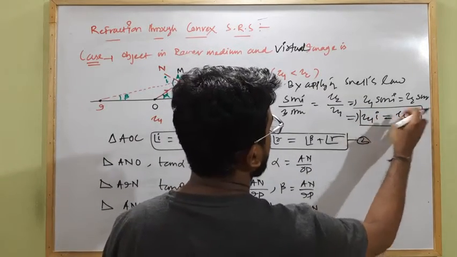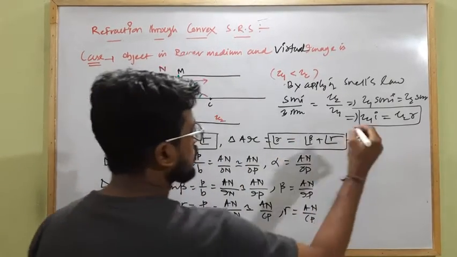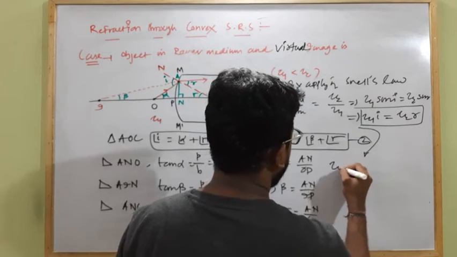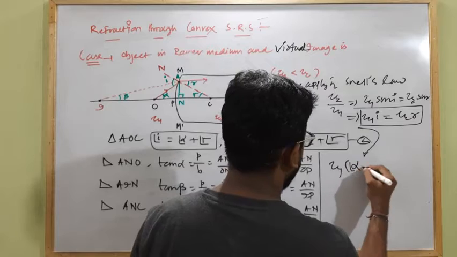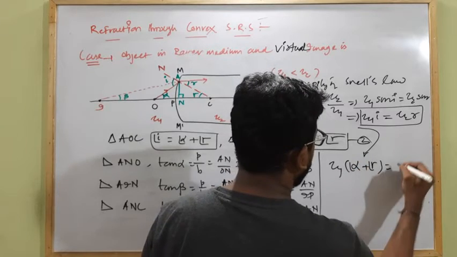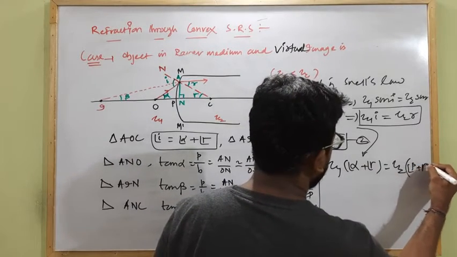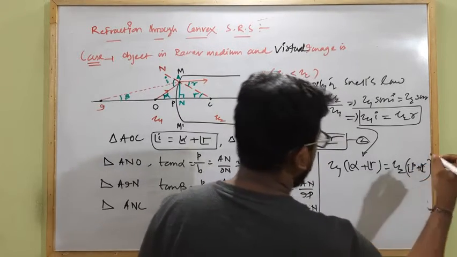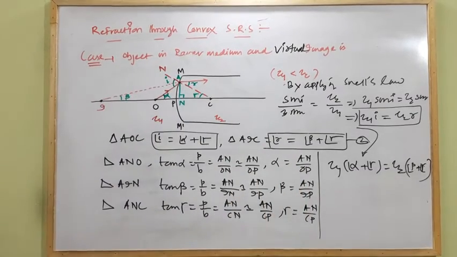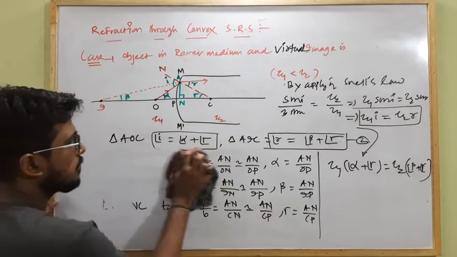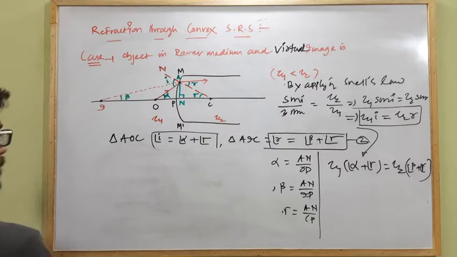So mu1 I equals mu2 r, and the value of I will be this much and the value of r will be this much. So from this equation, I can write mu1 in place of I, angle alpha plus gamma, equal to mu2 in place of r, angle beta plus gamma. Clear? Now I can replace the alpha, beta, gamma values from these equations. So the relation will become how much?